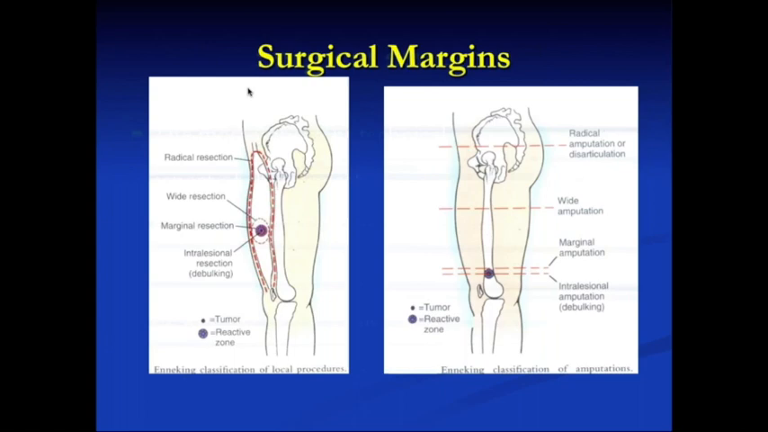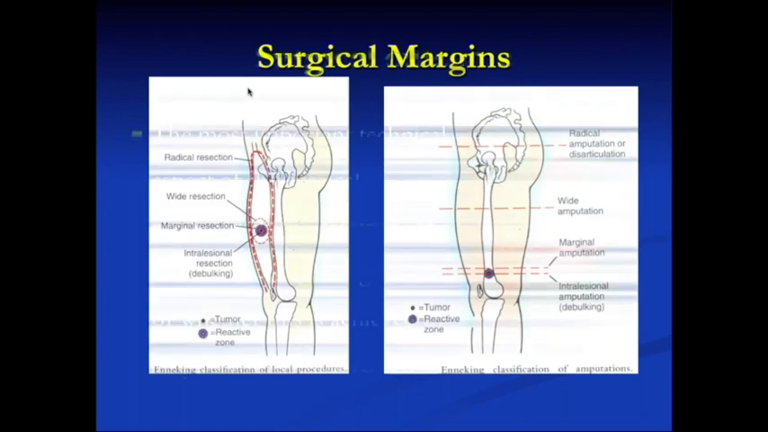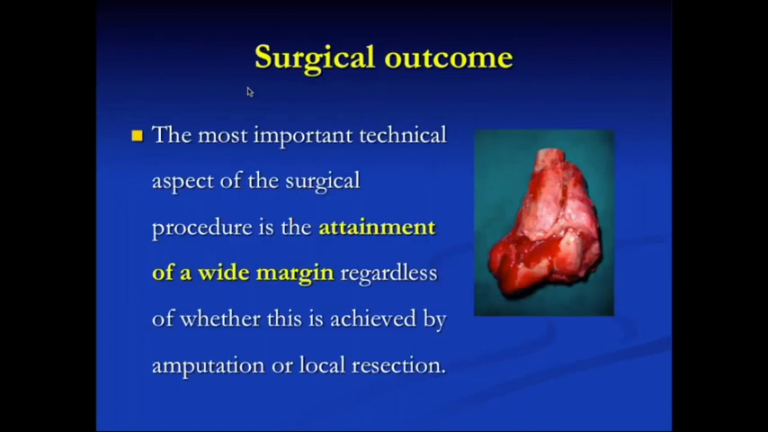So the surgical outcome, the most important technical aspect of a surgical procedure, is attainment of wide margins, regardless of whether this is achieved by amputation or local resection. Upper limb is slightly different. Resection of an upper extremity lesion with limb salvage, even with sacrifice of one or two major nerves, generally provides better function than amputation and subsequent prosthetic fitting.